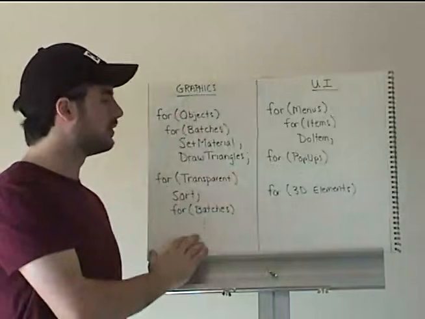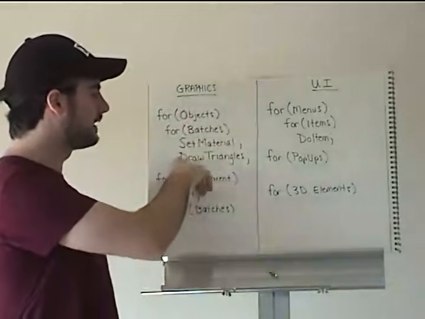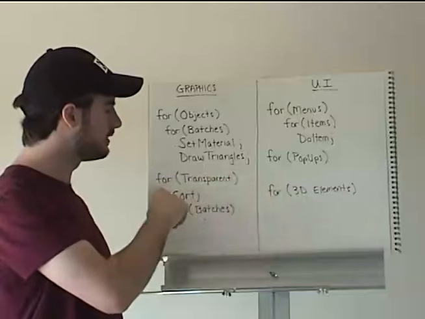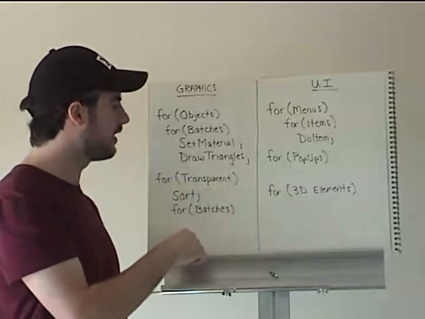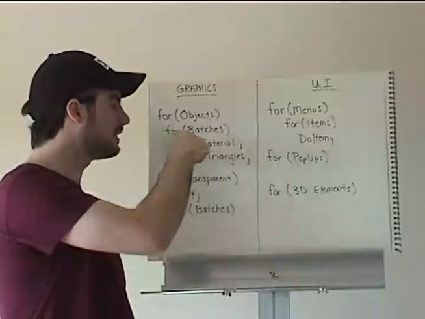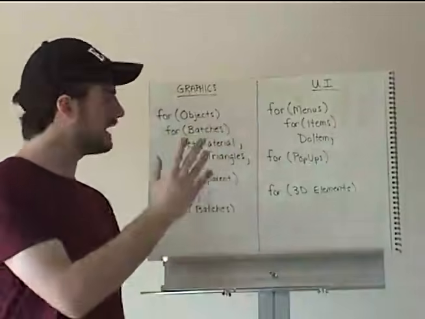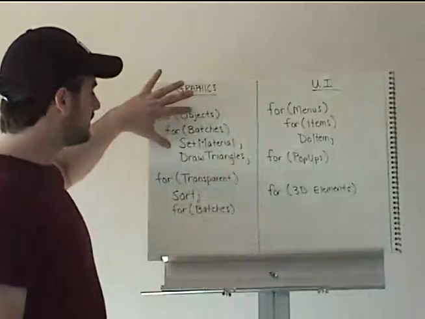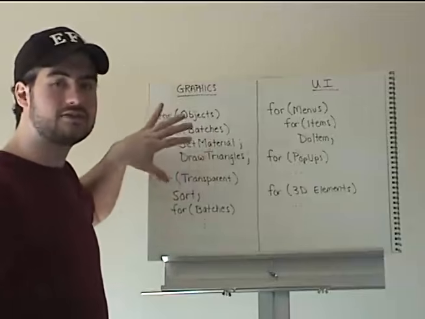Immediate mode graphics code looks like, for each object and each batch in the object, I'm going to set the material and draw some triangles, and then maybe I'll do the transparent ones last, and I'll sort them and do some batches there. Or maybe this gets kind of complicated, and I do some checks, like if something was called, then I'm not going to draw it. Maybe I've got some kind of a BSP I'm traversing. Who knows? This is entirely on the app side of things, right? This code does not live in the renderer.